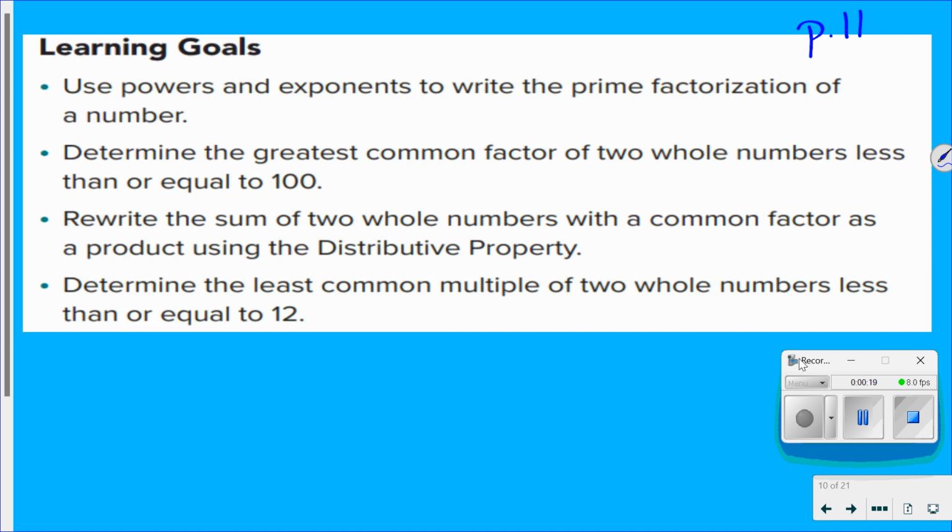Determine greatest common factor, two whole numbers less than or equal to 100. We actually didn't do that, so that's going to be where we're going to start today. Rewriting the sum of two whole numbers with the common factor using distributive property. We did some of that, but we'll do more of that today. We're going to show you how to put these two things together. And then determine the LCM of two whole numbers. So today we're really going to focus in on this whole GCF LCM piece.